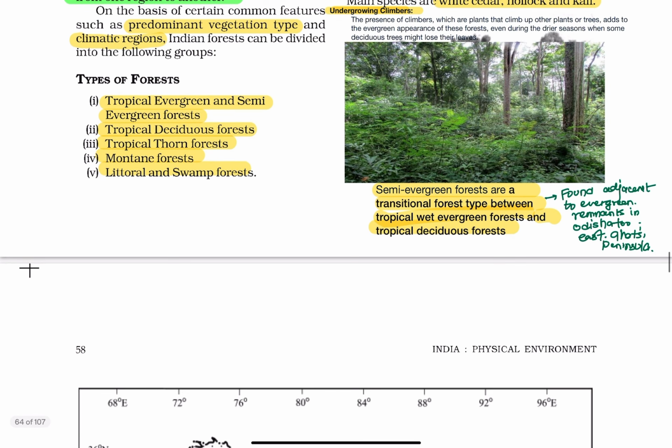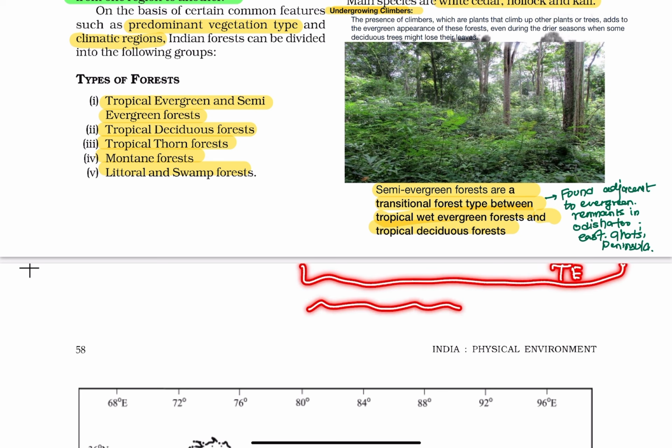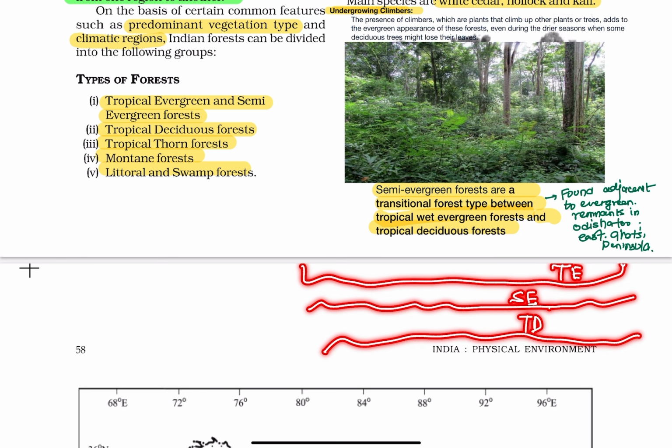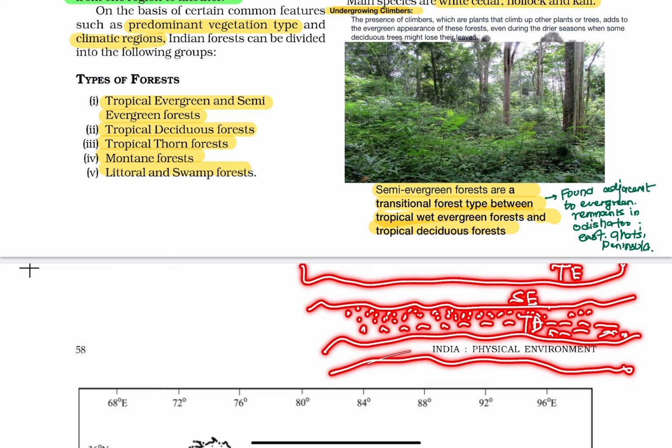Understand one thing. Let us say that this is a layer of the tropical evergreen forest. Now this is a layer of semi-evergreen forest. Okay, understand it. Now this is a layer of tropical deciduous forest. In this region, this will be the region of moist deciduous forest, and this will be the region of dry deciduous forest. So this is an ecotone zone, and beyond that you'll find another category, the grasslands and all, right? That's why I want to explain that this is the transition zone.